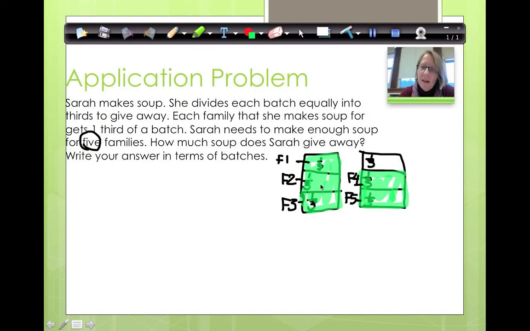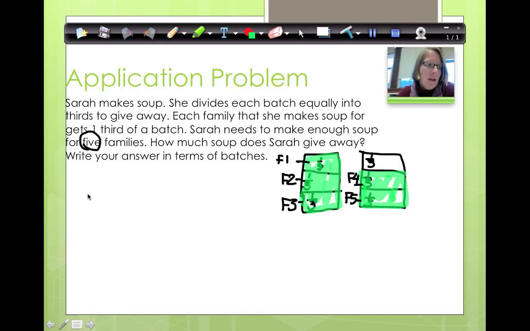So how many batches does she give away? Well, she gives away 5/3 batches of soup because each one of these is a batch. So she's tripling her batch every time she makes one giant pot.